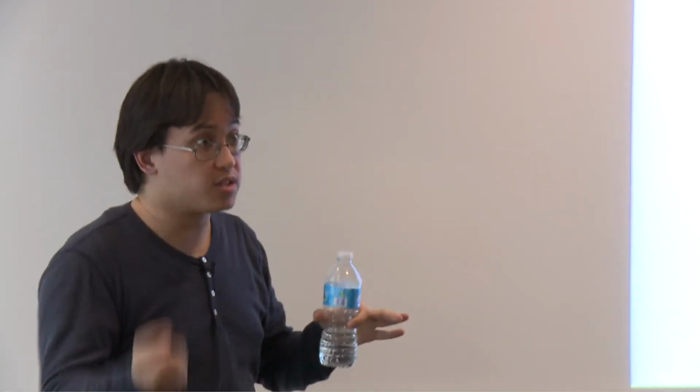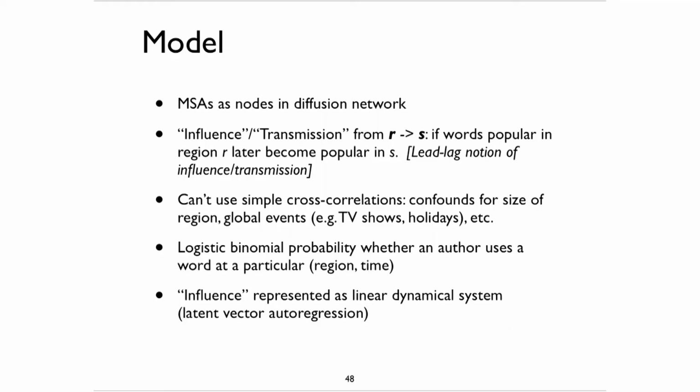So we wanted to model this as a diffusion network where the nodes are cities. So we're doing city-level aggregation. In particular, we have basically 200 nodes and we want to see which ones tend to transmit to others. And we have this lead-lag definition. You may have controversy over causal interpretations, whether this counts as influence or transmission. But the idea is that if a word is popular in region R and it later becomes popular in region S, that counts as a sort of influence or transmission link. Or maybe we can call it just diffusion, something like that.